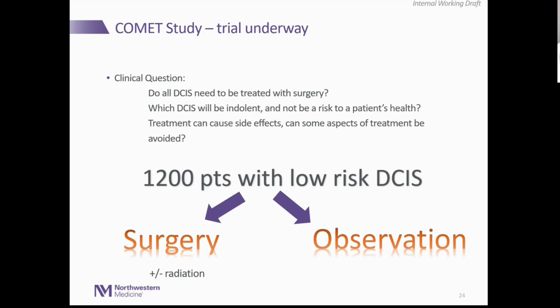I think this is a really exciting study. This is to look at low-grade DCIS, so DCIS that's grade 1 to 2 and hormone receptor positive, to try to understand which women might be able to avoid the conventional treatment as we currently have it.